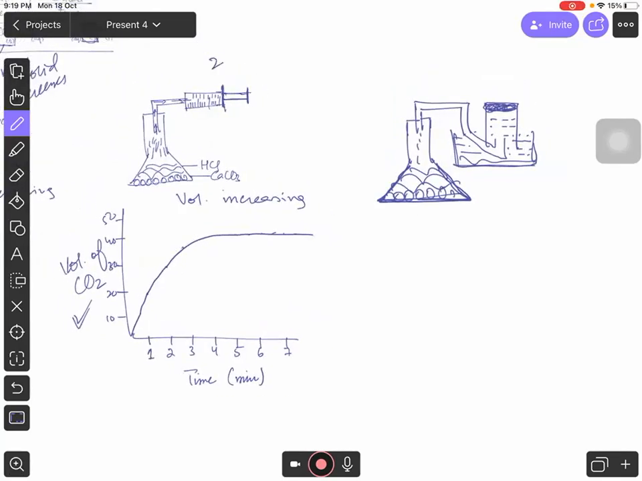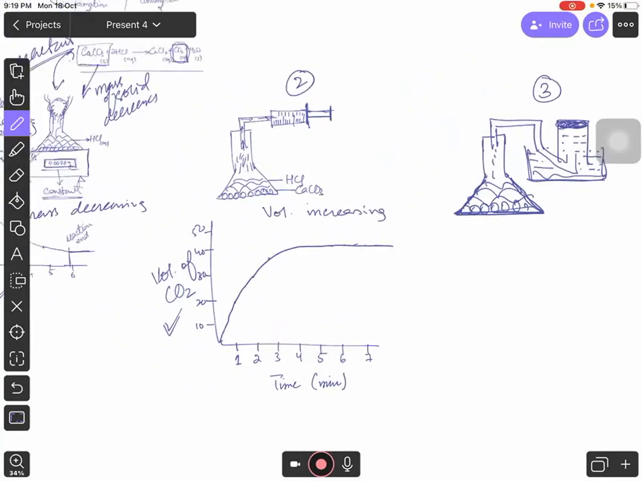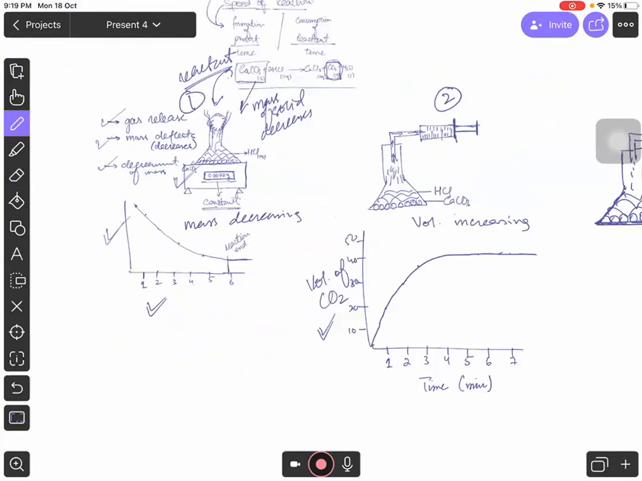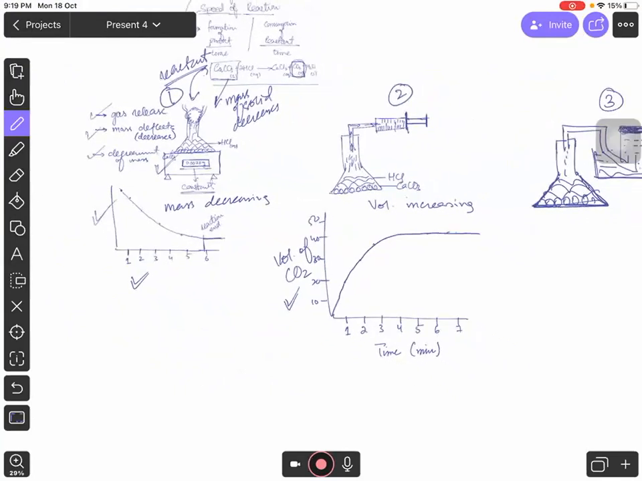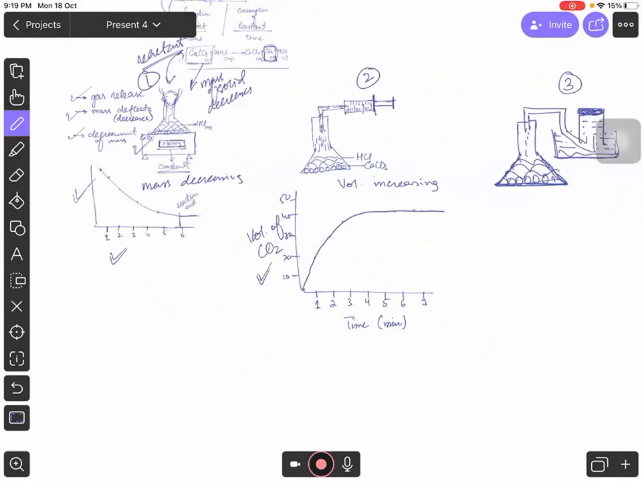This is the apparatus for gases, and this is the apparatus for gases, and this is the apparatus for mass, right? So we have these three apparatus that we can use to find out the rate of any reaction, and this is for mass, and these two are for gases, right? Right, Asna? Is that clear? Yes.